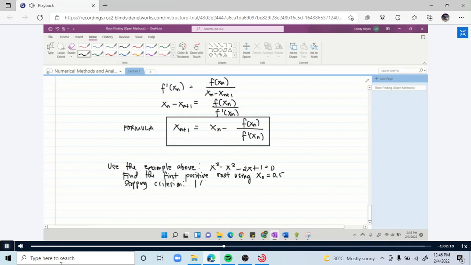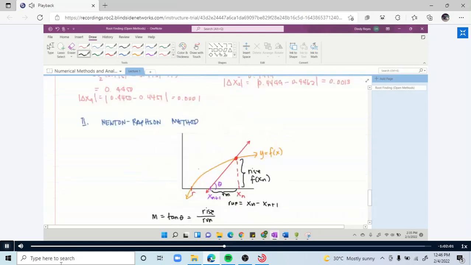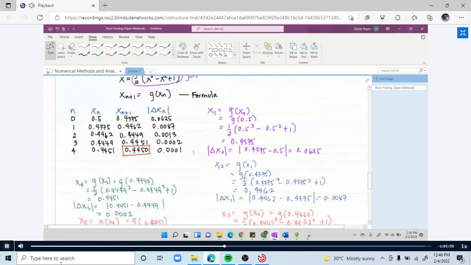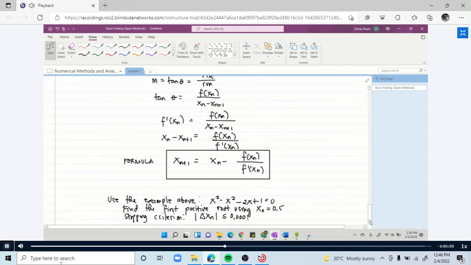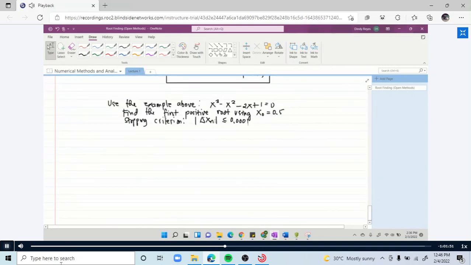When the absolute error again is less than or equal to 0.0001. Alright? So, kanina nakailang iterations, naka 1, 2, 3, 4, 5. We have 5 iterations a while ago. Tingnan natin kung sino mas mabilis sa kanila mag-converge. If this will converge quicker than the other method.